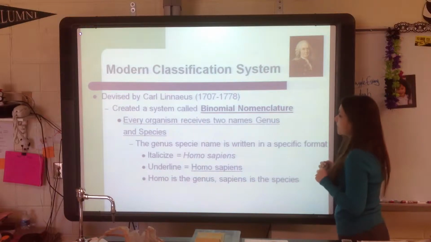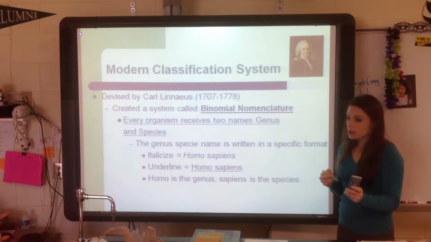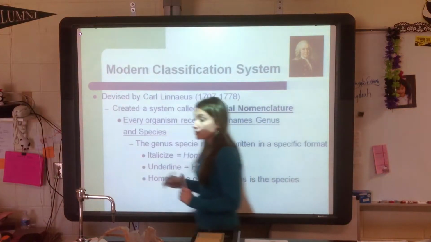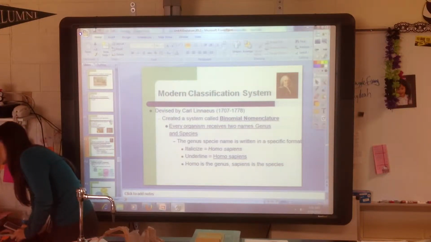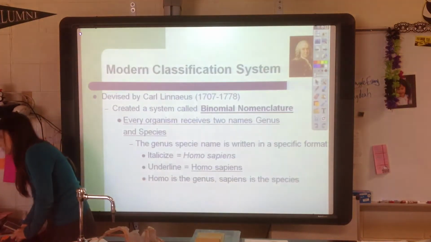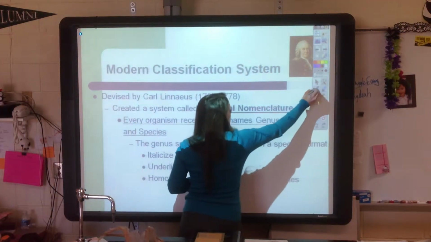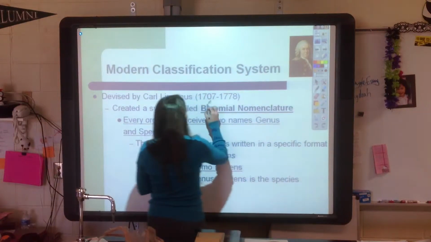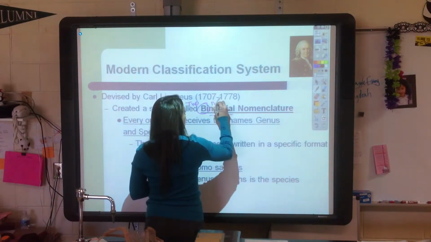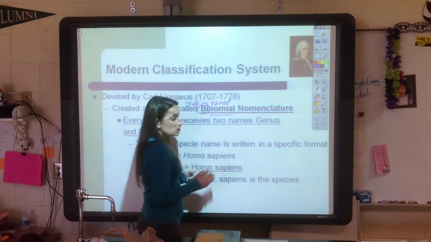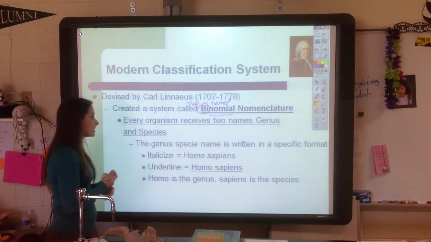And so next, a man named Carl Linnaeus developed a different system. He developed a system called binomial nomenclature. Binomial nomenclature is where every organism is given two names. That's what binomial means. Binomial literally means two, and nomial means name. It's the two-name naming system. That's what nomenclature means, two-name naming system.